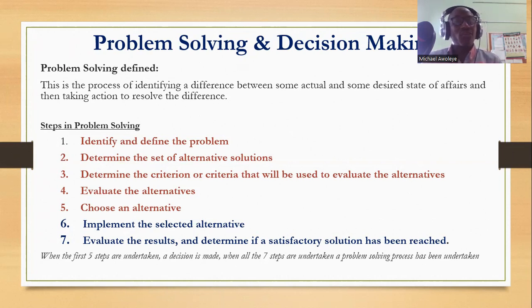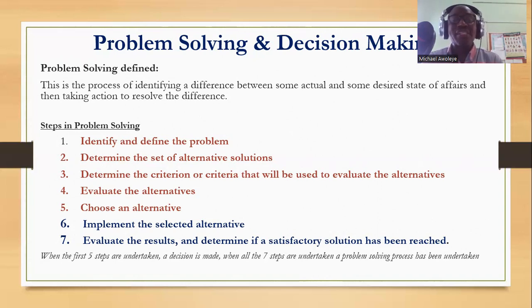But then, if you look at the steps of problem solving, we have seven of them. Number 1, identify and define the problem. You need to know what problem we are battling with. What is the problem we want to resolve in an organization? What is the problem we really want to address?